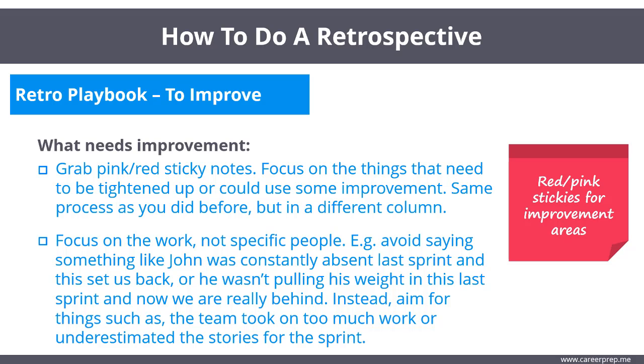Focus on the things that need to be tightened up or could use some improvement. Focus on the work, not specific people. For example, avoid saying something like, John was constantly absent the last sprint, and this set us back. Or he wasn't pulling his weight in the last sprint, and now we're really behind. Instead, aim for things such as, the team took on too much work, or underestimated the stories for the sprint.